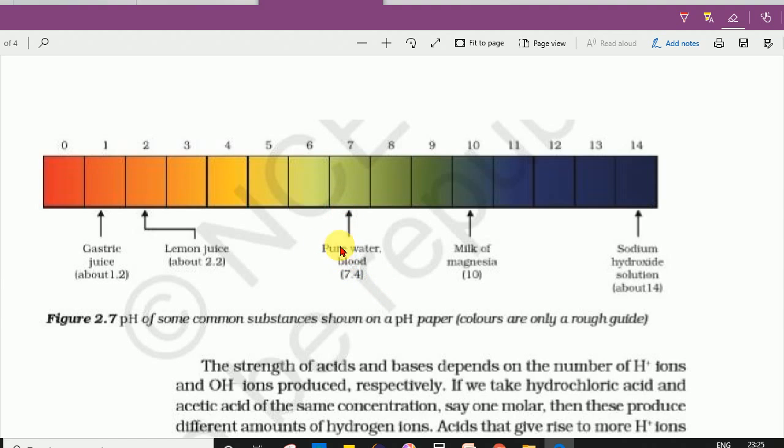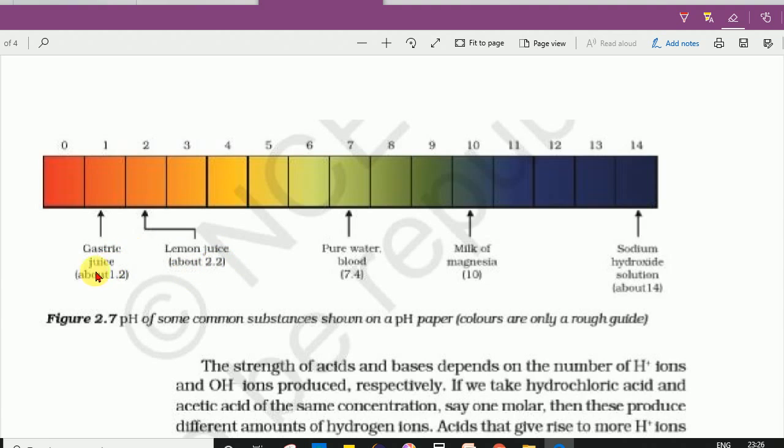So here, for example, pure water pH is almost 7.4. This is pure water meaning drinking water, not absolutely pure water. If we use distilled water, then the pH will be 7. Blood is 7.4 pH. Lemon juice, absolutely lemon juice we are talking about, is about 2.2.